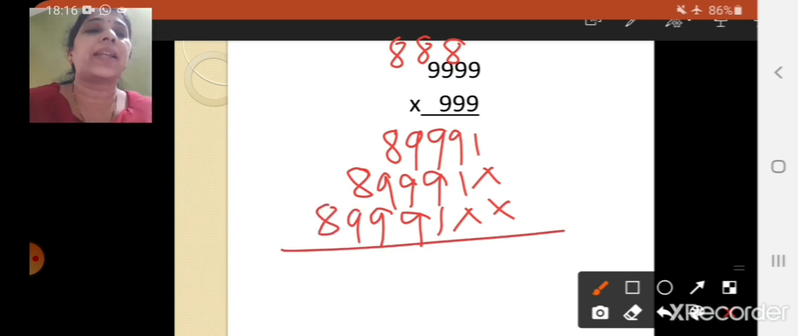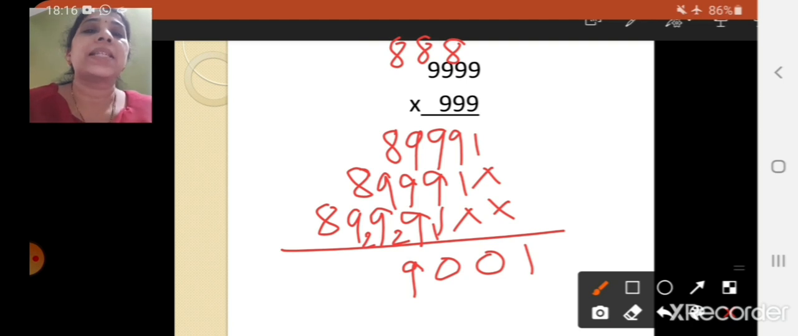So now we will carry out the addition. So 1, 9 plus 1 is 10. So carried over 1. 9 plus 9 is 18, plus 1 is 19, plus 1 is 20. So 2 carried over. 9 plus 9 is 18. 18 plus 9 is 27. And 27 plus 2 is 29. So 9 written down, 2 carried over.